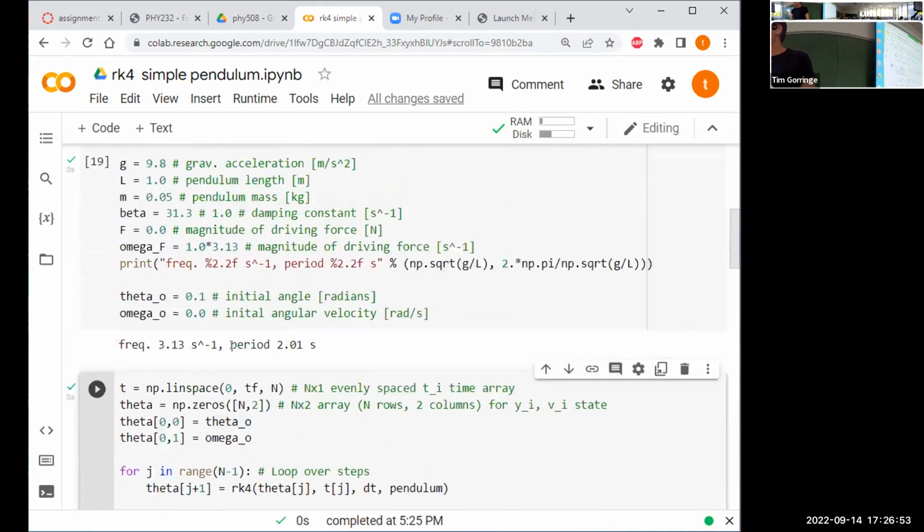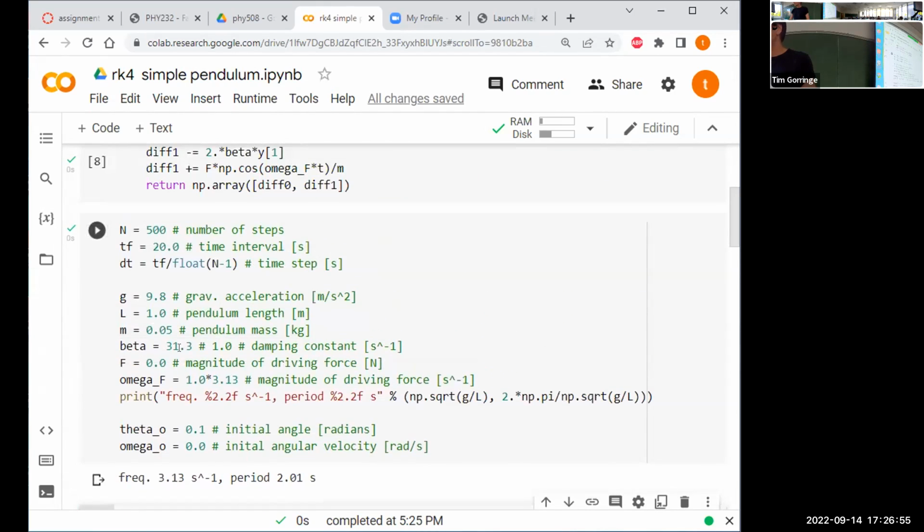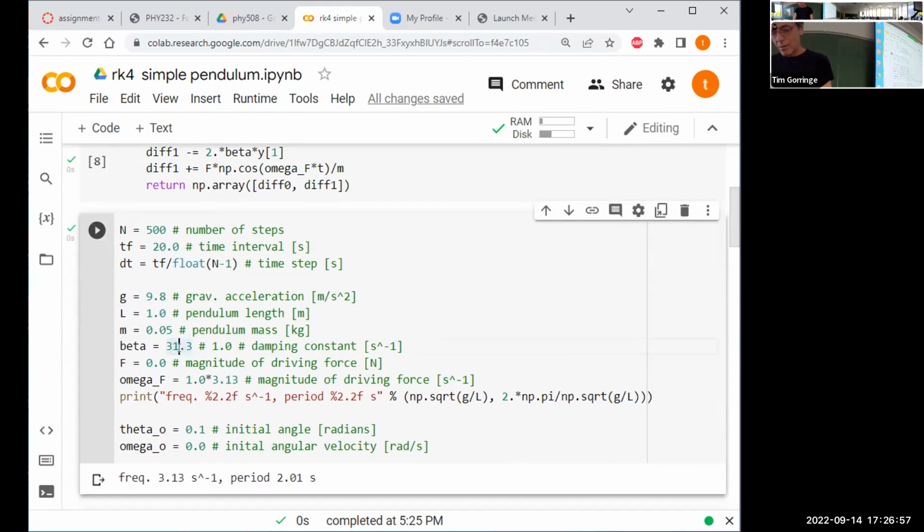Okay, what am I doing? I want to look at the driving force next. And what I'm going to do, we want oscillations. So I'll leave the damping in, but I'll put it at 1/10 of the natural frequency. And then I'm going to look at some cases of the driving force. So we'll look at that.